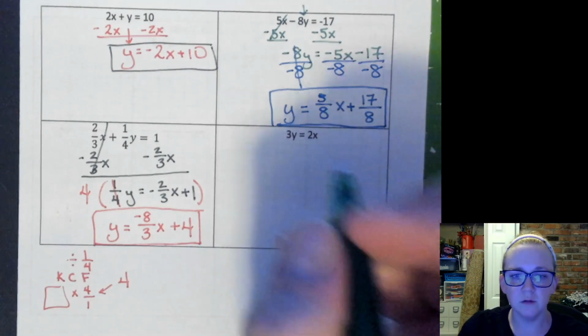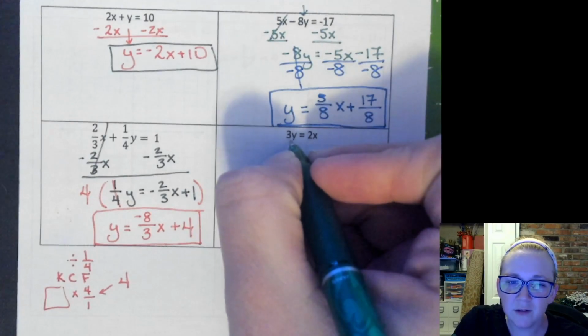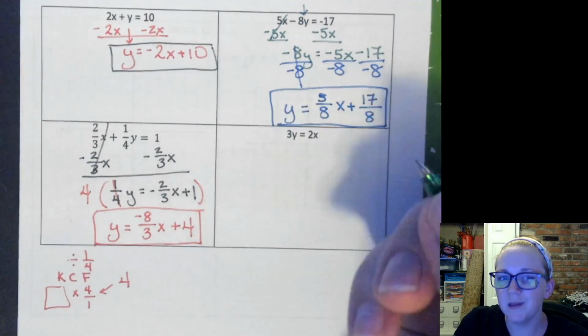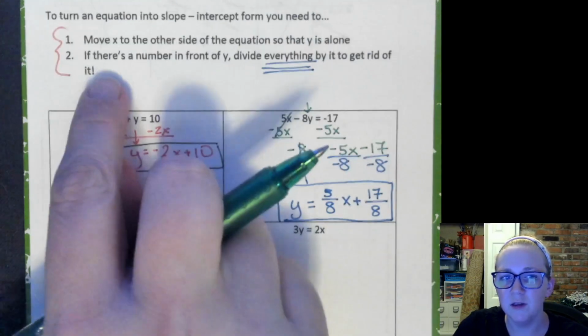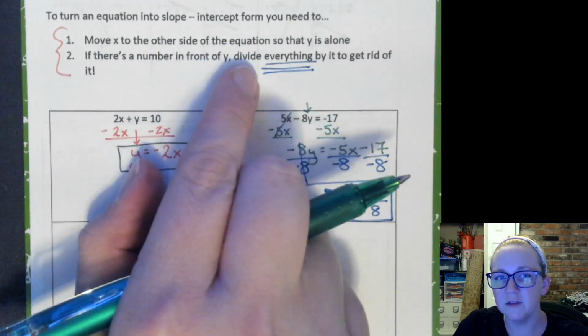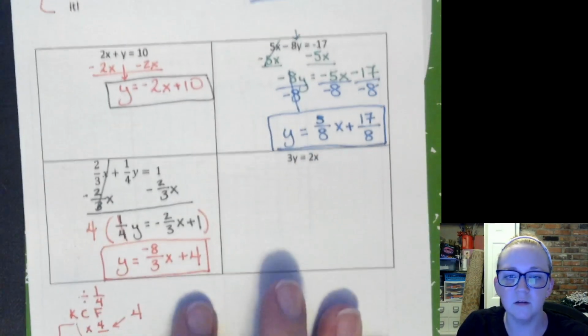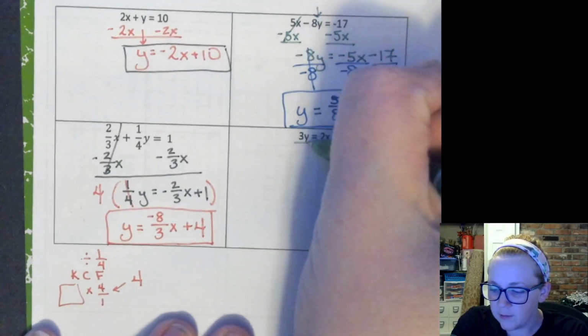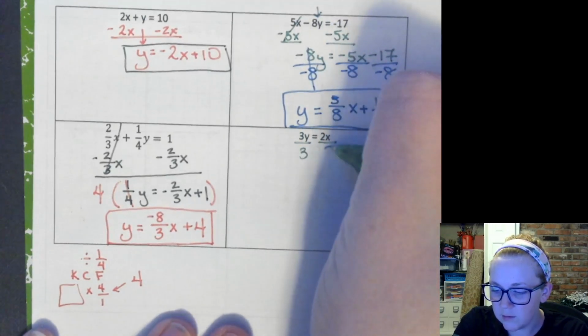Oh, sweet. Okay. So you see how there's that 3 in front of that y? How do we get rid of it? In case you forgot, if there's a number in front of y, divide everything by it. So we're going to divide this by 3 and divide this 3.